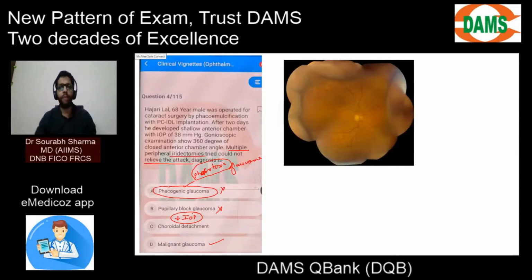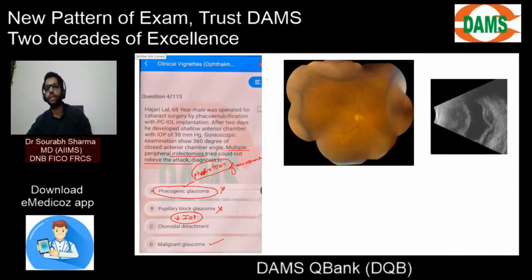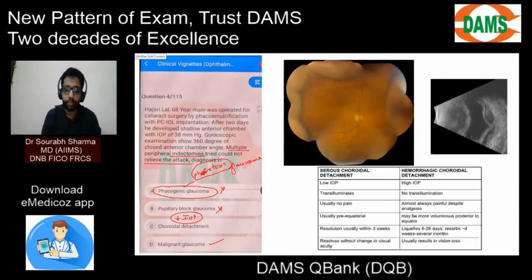If the eye is collapsed, you can see the choroidal folds all over the periphery of the eye. And in the ultrasound also you can see the choroidal detachment. But serous detachment is associated with low intraocular pressure. We have to differentiate serous detachment from hemorrhagic detachment. Low IOP is associated with serous, and high IOP, which I have told you already, is associated with hemorrhagic detachment. Transillumination can be present in serous, but there is no transillumination when there is blood, and it is painful because the intraocular pressure is very high.